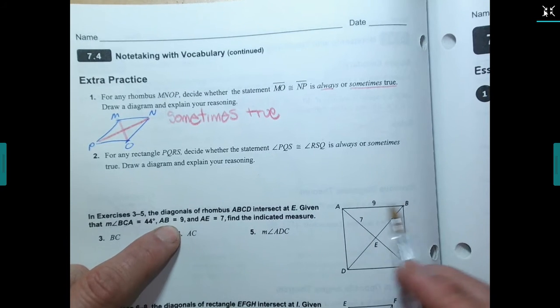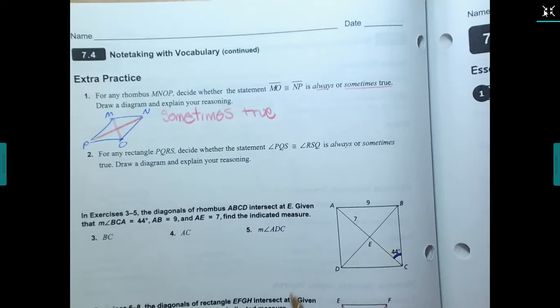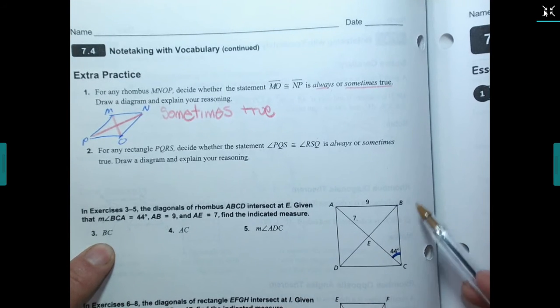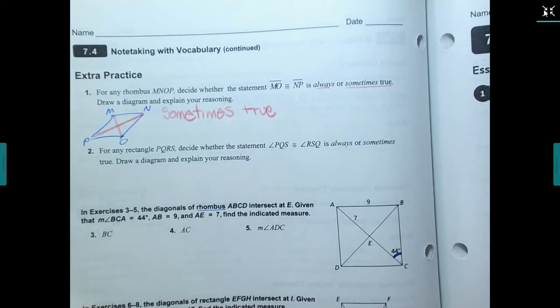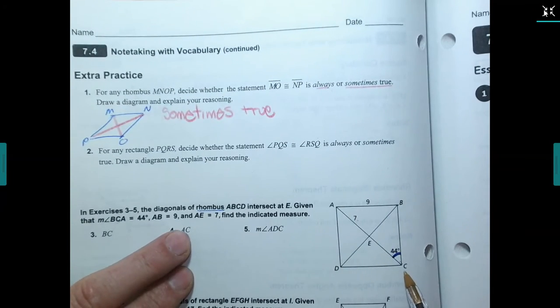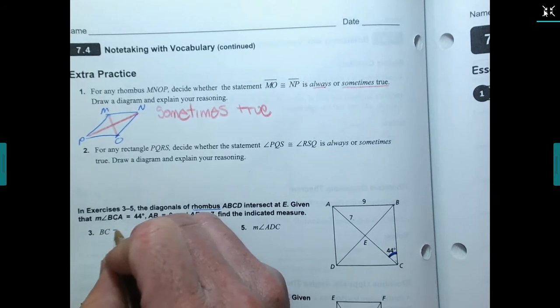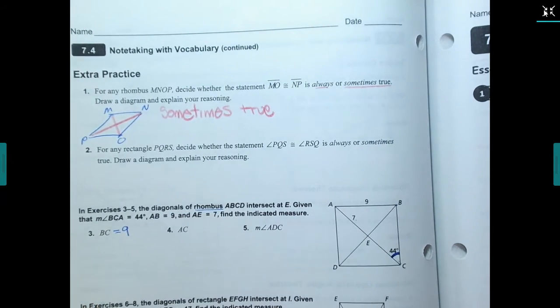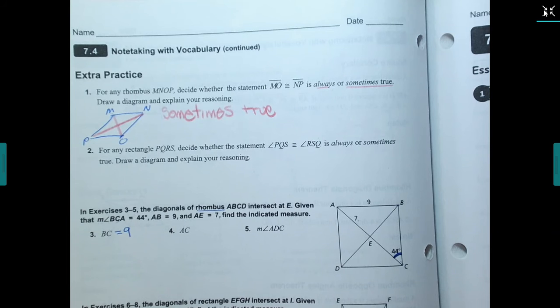AB equals 9, that's already labeled, and AE equals 7. Find the indicated measures. What is BC? Well, this is a rhombus. What is the definition of a rhombus? A parallelogram with four congruent sides. So that means that all sides are congruent. So if AB is 9, then BC is going to equal 9. All right, there you go. Give it a go. You can do one more.